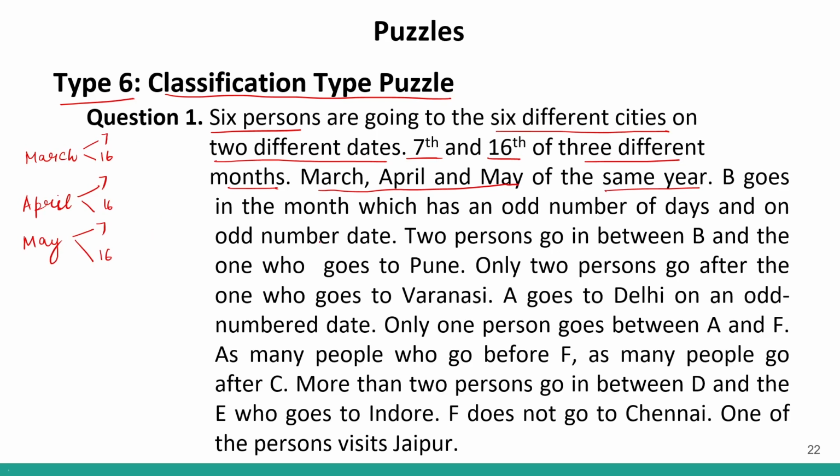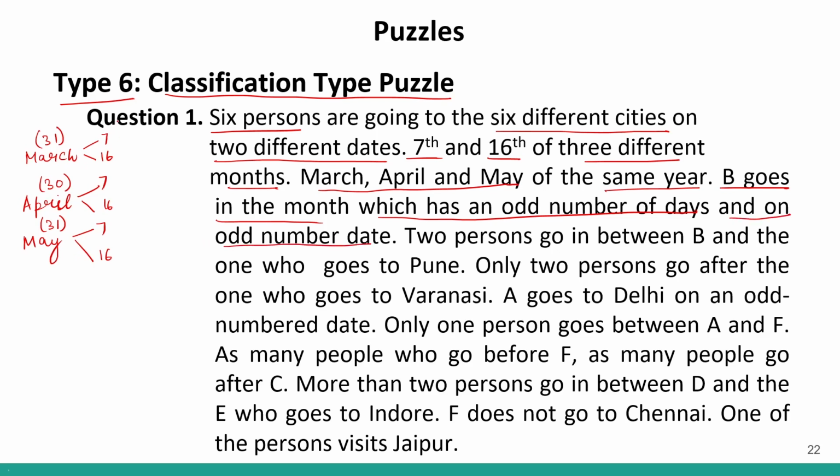So let us consider all the possibilities. If you look at this, March has 31 days, April has 30 days, May has 31 days. This information also comes in handy. Look at this. B goes in the month which has an odd number of days. So odd number of days are in the months of March and May. So B goes in either March or May. And B goes on an odd number date.